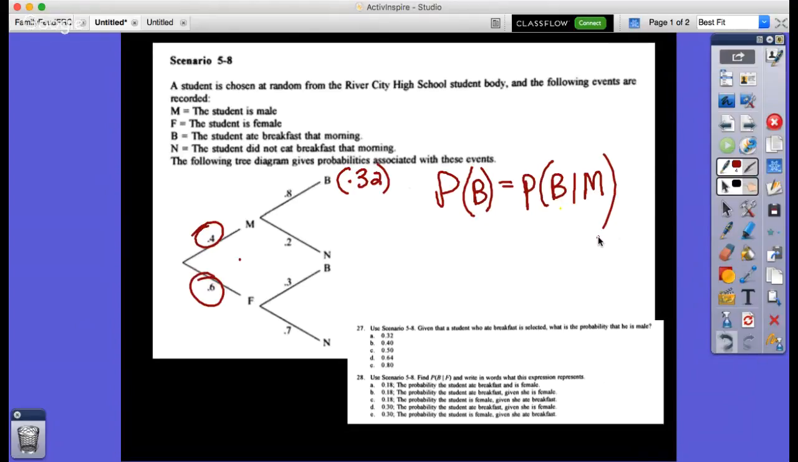If you are male and you do not eat breakfast, that's 0.4 times 0.12, that'd be 0.16, right? 0.6 times 0.3 for females would be 0.18. And all of these should add up to equal what? 1 if you multiply correctly. Now the question is, what is the probability that you will eat breakfast?